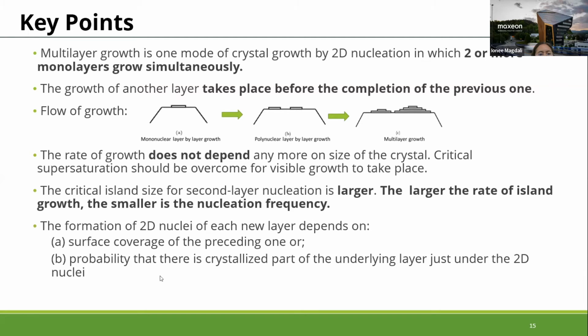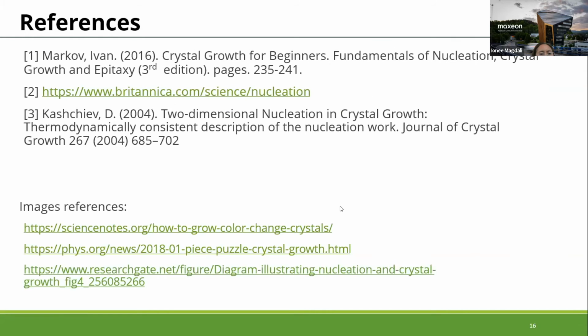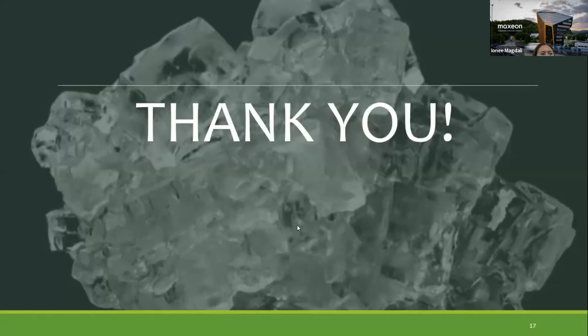The last key point here is that the formation of the 2D nuclei of each new layer depends on the surface coverage of the preceding one and the probability that there is a crystallized part of the underlying layer just under the 2D nuclei. My topic is really short, so this multilayer growth is just one subtopic. These are the references I used. The main content is based on our textbook and some key references I read for the discussions. So that's my last slide.